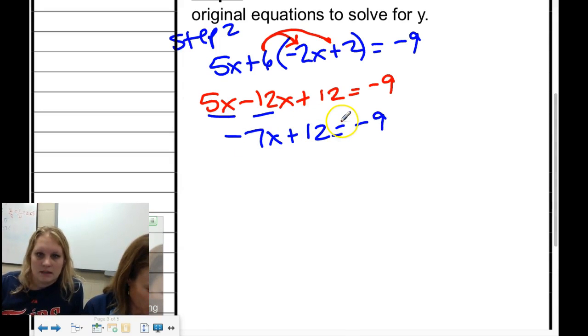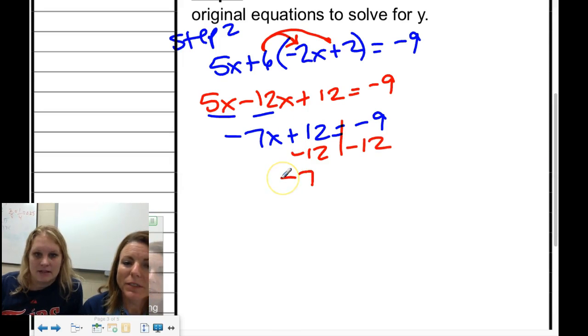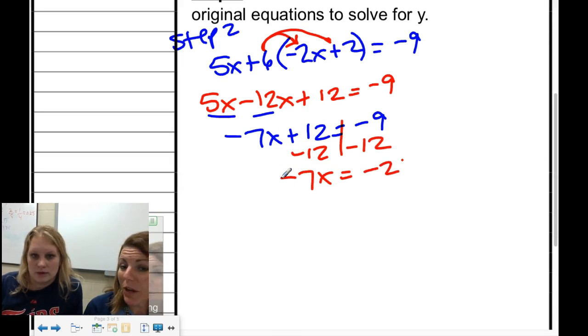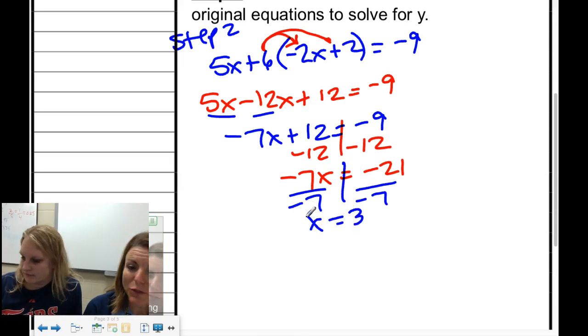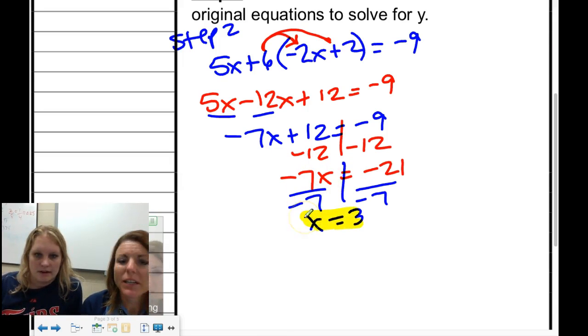Subtract my 12. So I get negative 7x equals negative 21. Divide by my negative 7, and I get 3. Divided by a negative is a positive. So we have one of our answers. That's step 2.